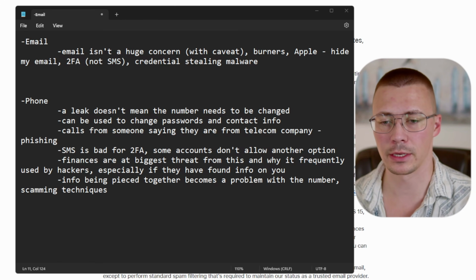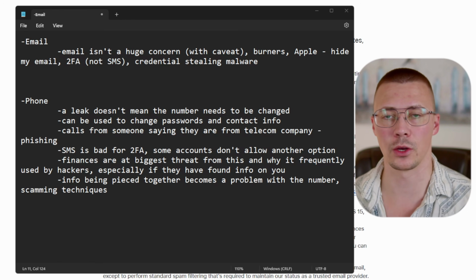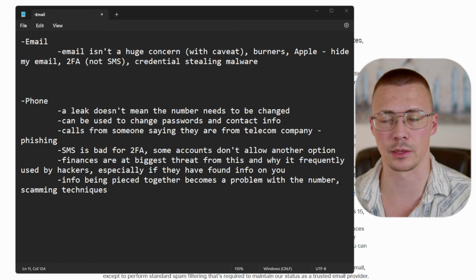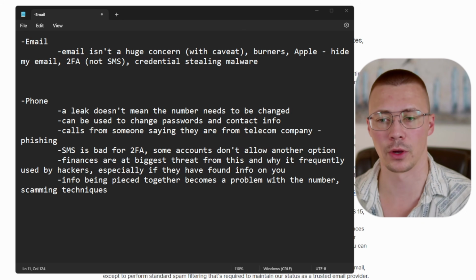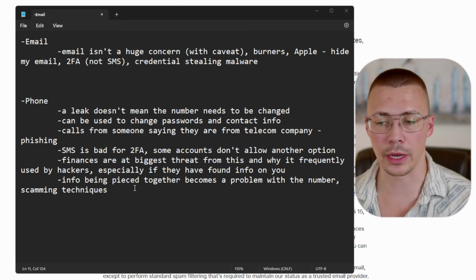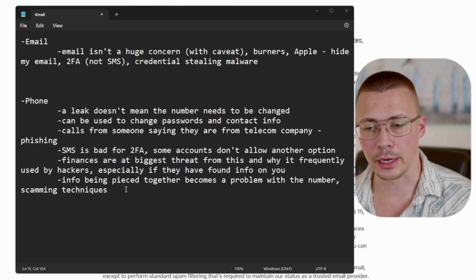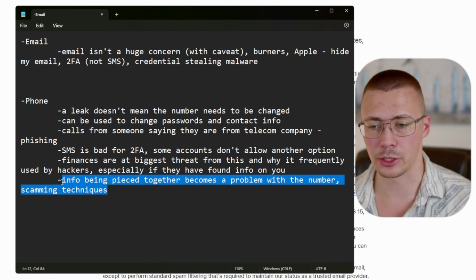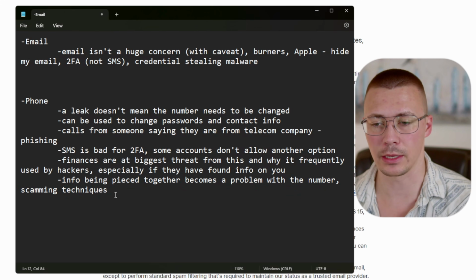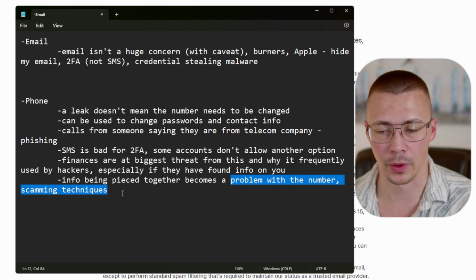With the work that's involved in this, typically it's someone that knows that you have a decent amount of money in a bank account where it's worth it for them to go through the trouble of changing this stuff over. So for any of your financial accounts, bank accounts, crypto, anything like that, like I said, use a two-factor authentication app. And the other thing is they will piece together information, and that's when it becomes a problem with your phone number. And then they'll use scamming techniques.